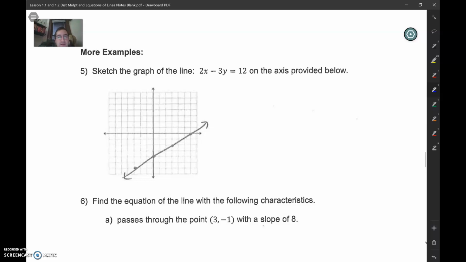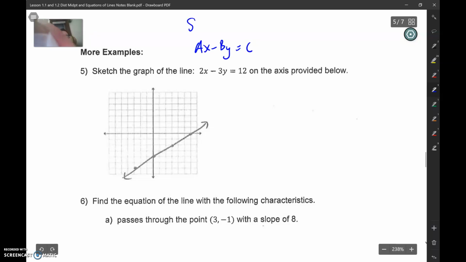Sketch the graph of the line on the axis provided. Looks like it's already there. I don't know what that question is saying, but we could confirm. And one of the most useful skills that you need in dealing with lines is you need to be able to change this into slope-intercept form. This is called standard form, when it's 2x minus 3y equals 12. Standard form is one that we don't even talk about that much. It's called standard form, because I honestly recommend you change it to slope-intercept.